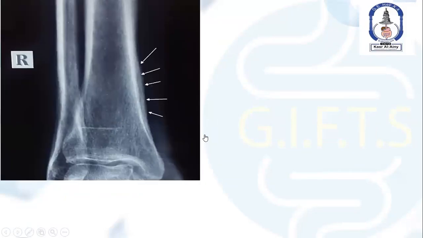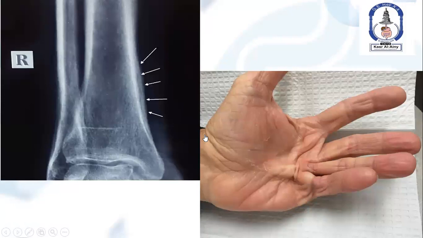This is the hypertrophic periostitis, and this is the look of Dupuytren's contracture. This is a very nice picture, in fact.